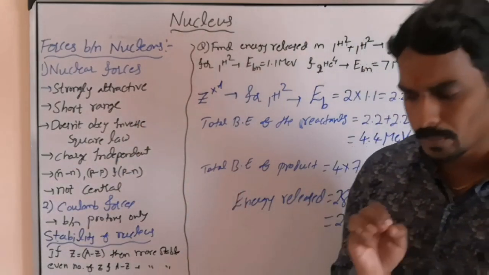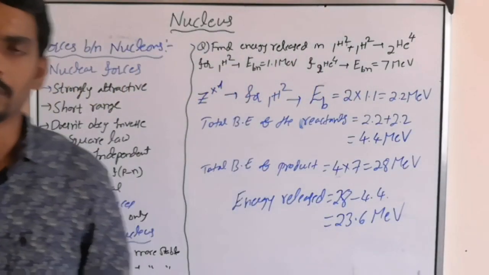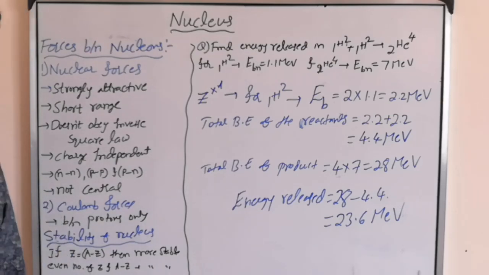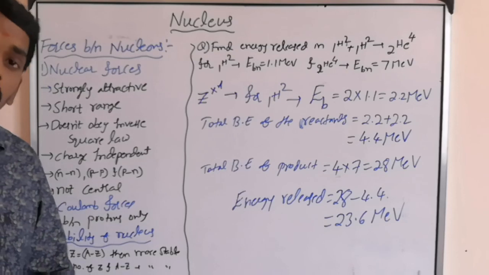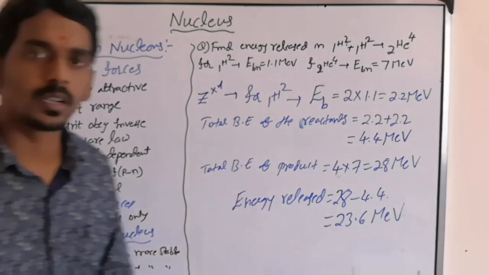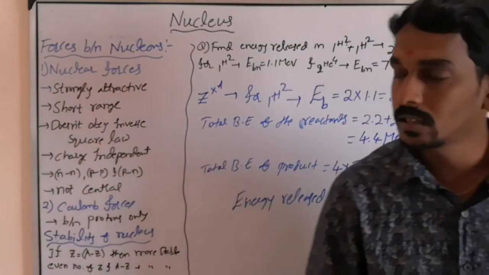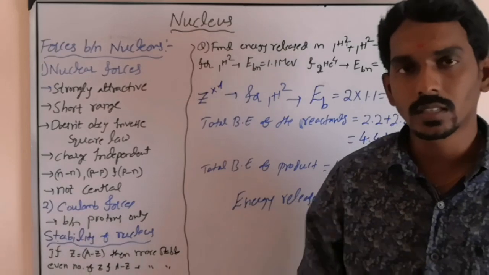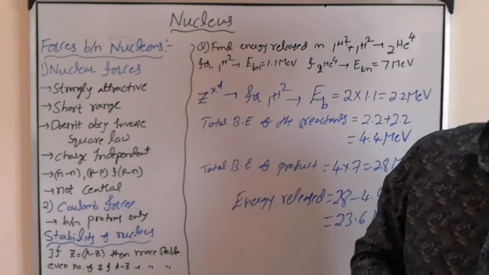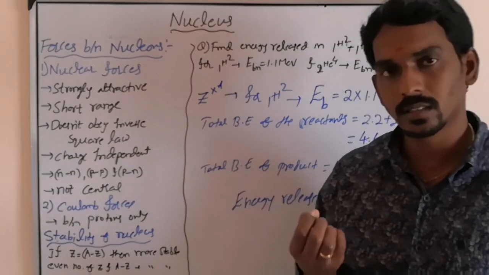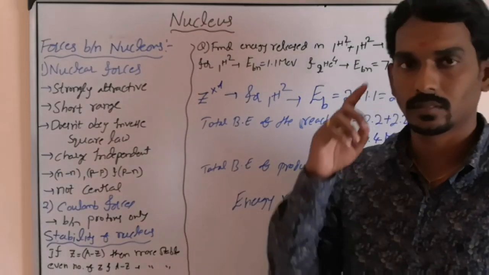Then, it doesn't obey the inverse square law. What does that mean? Take gravitational force: it is inversely proportional to the square of the distance. Take electrostatic force, Coulomb force: that is also inversely proportional to the square of the distance. But nuclear force doesn't obey that rule. So as distance decreases, the strength increases.